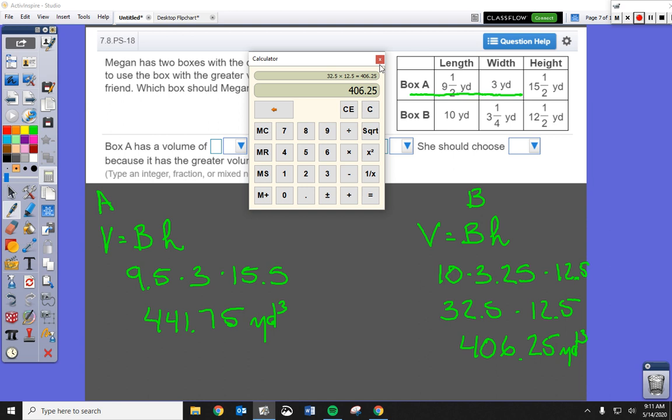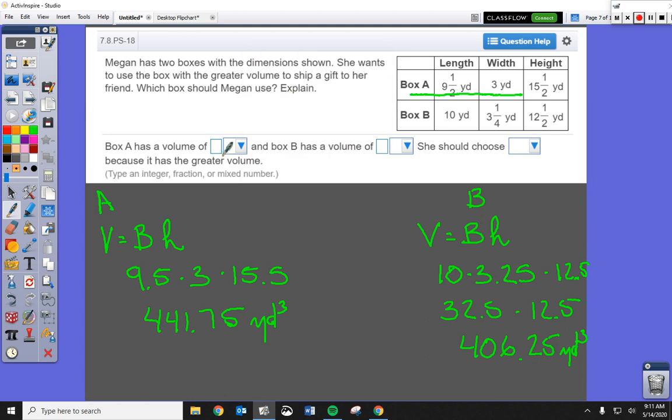Okay, taking a look. I could drop down my menu here. So she should choose the one with the greater volume. So she should go with box A. That would be the choice Megan would want to make to ship off that gift to me.